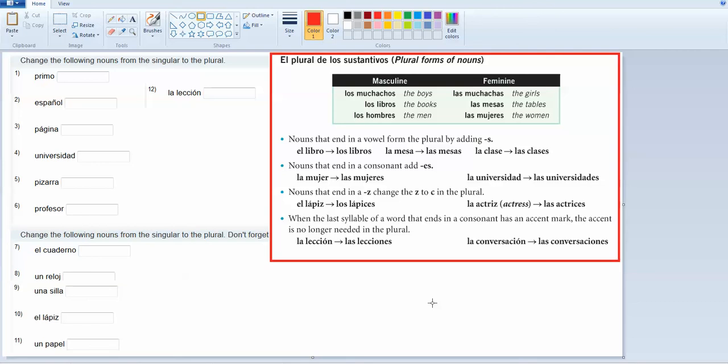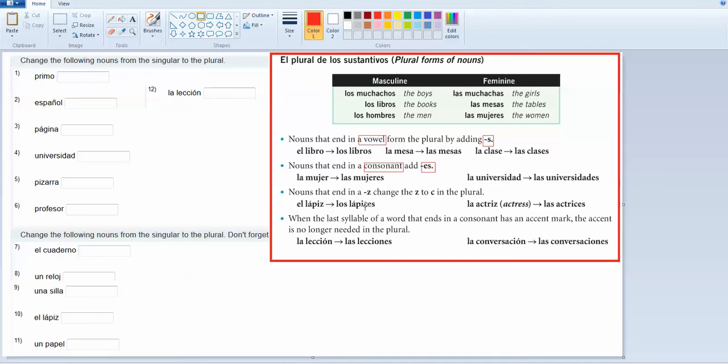Okay, I'm also going to talk to you about making your nouns plural. It's pretty easy. All you've got to do is, if your noun ends in a vowel, you're just going to add S to it. And if your noun ends in a consonant, you're going to add ES to it, okay?